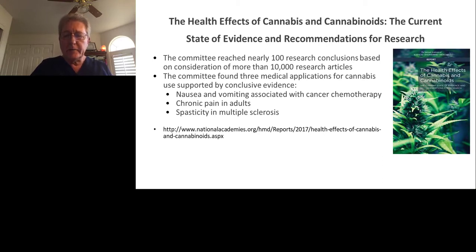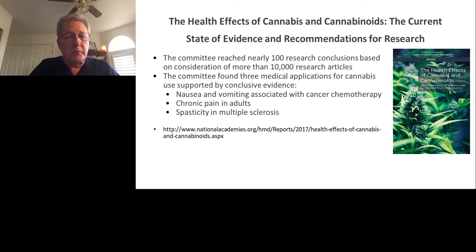Now, the National Academies of Sciences, Engineering, and Medicine, 18 years after their first report, did an extensive review of the literature in January of 2018. And looking at only human data in over 10,000 research articles, came up with 100 research conclusions. From this information, they defined level of evidence as conclusive, substantial, moderate, limited, or no or insufficient evidence.